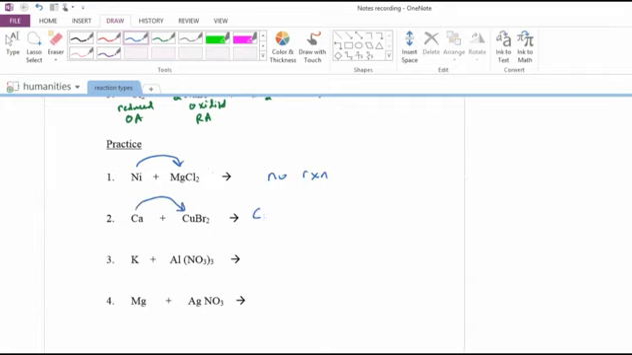Calcium will replace copper, so copper is by itself. Calcium with its positive 2, bromine with its minus 1. So there's our compound, and it's already balanced.